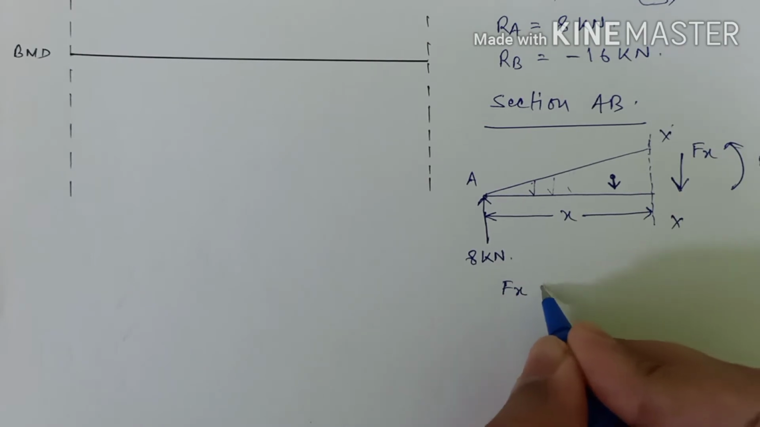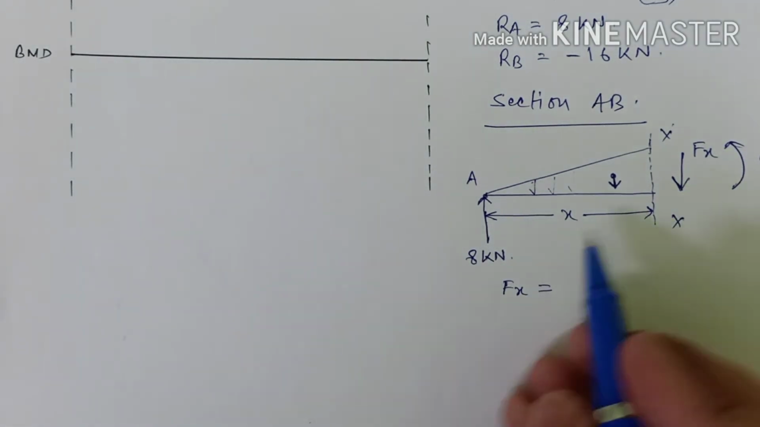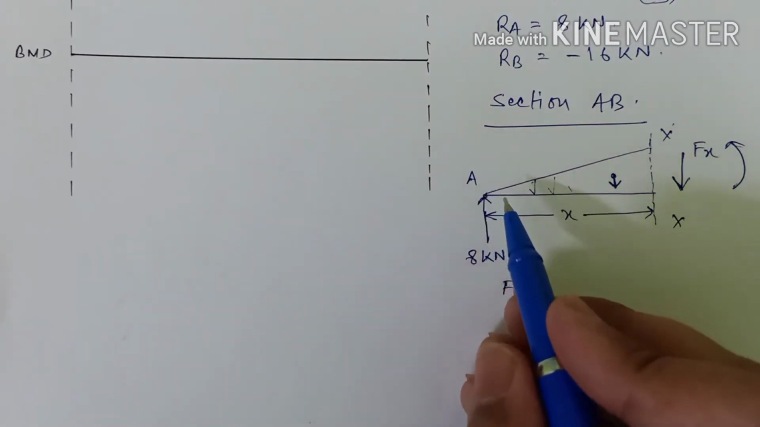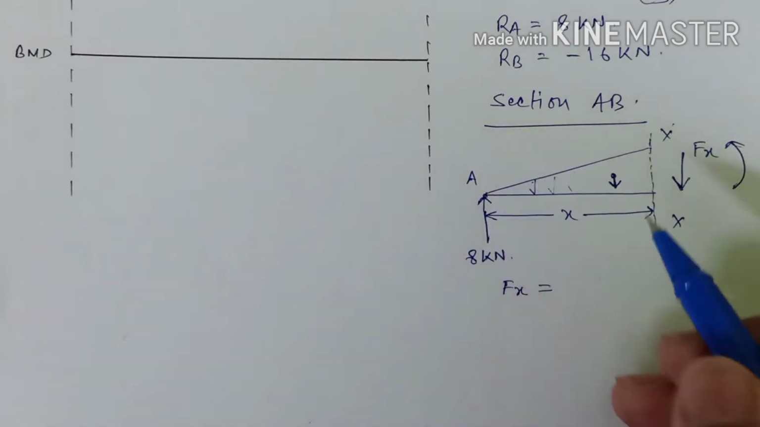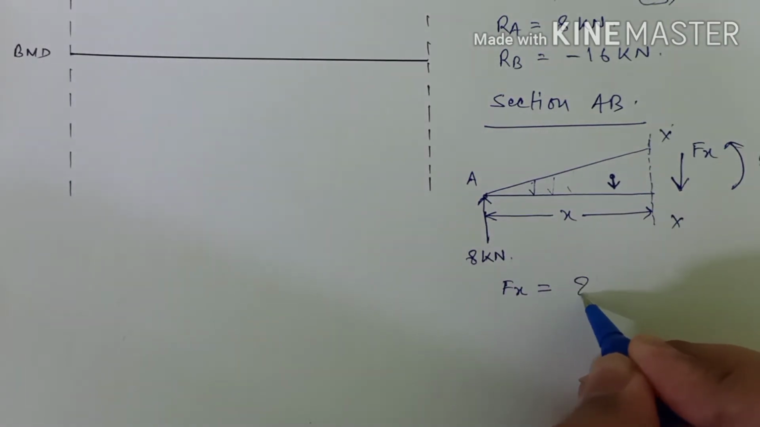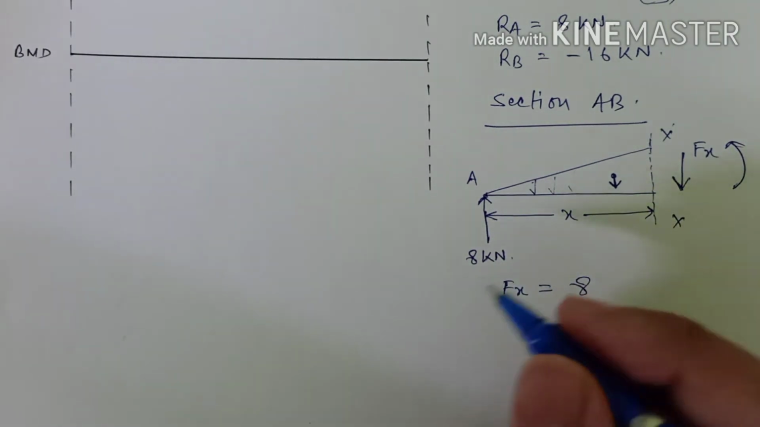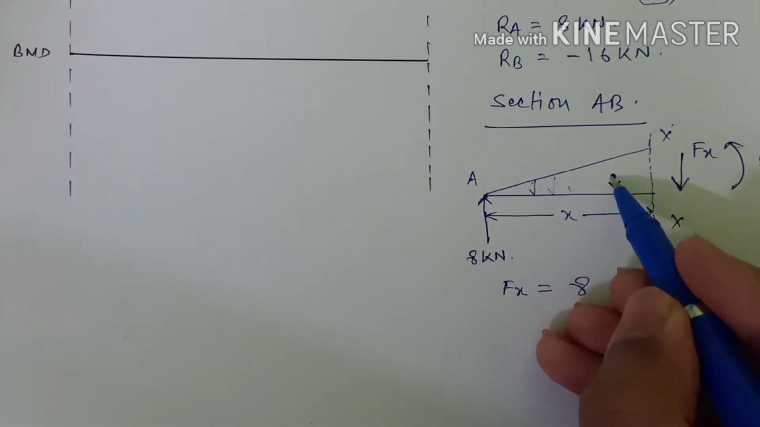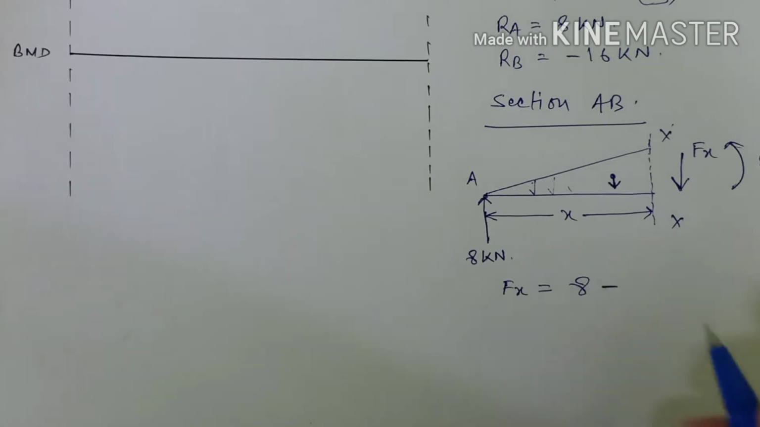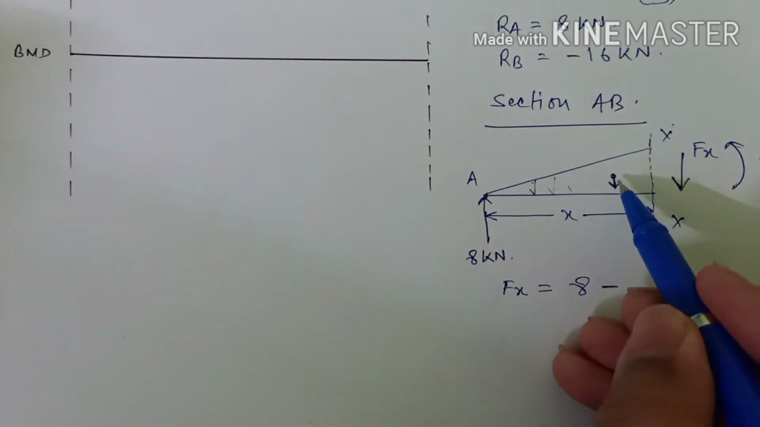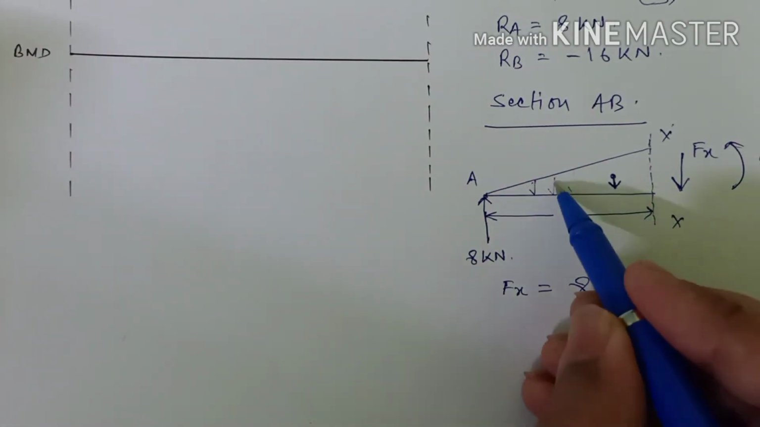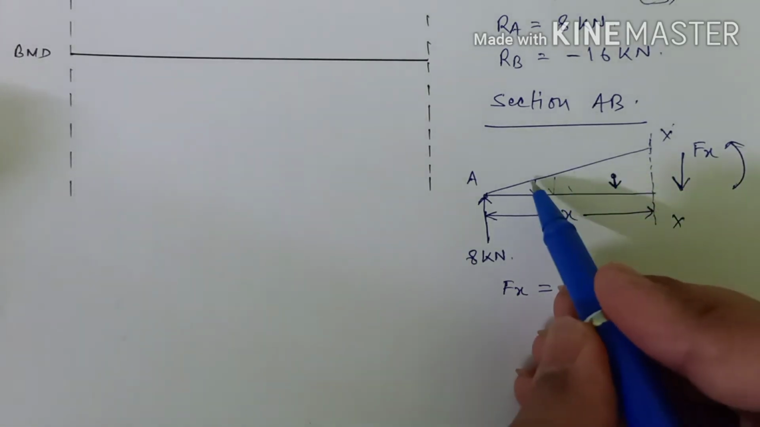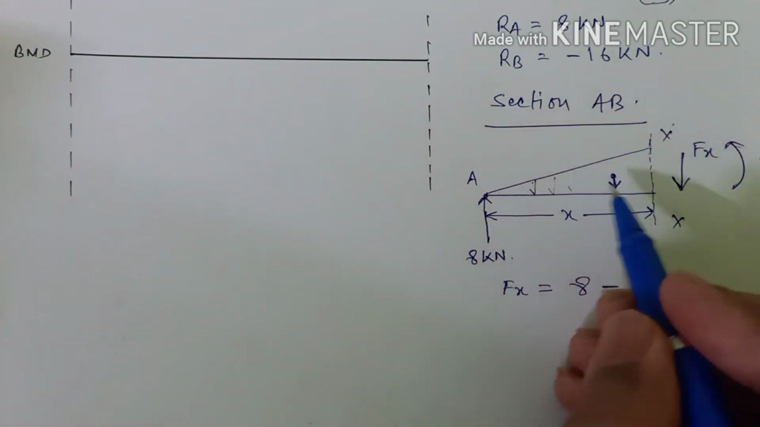So Fx. The value of Fx will be 8. 8 is acting upwards, so 8 is in the upward direction, so let it be positive. And what else we have? We have the value of this which is acting downwards, so negative. One thing, guys, to find the magnitude of this force, that is the total value of this UVL over here, we have to calculate the area of this triangle.